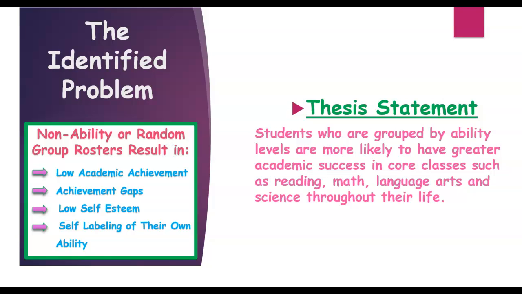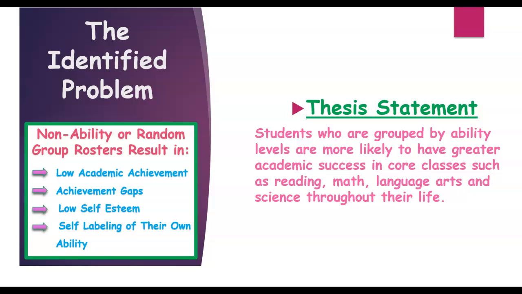The identified problem. The problem found students have poor academic performance related to randomized rosters or non-ability grouped rosters. When students are a part of non-ability grouping, they are at risk of having low academic achievement, achievement gaps, low self-esteem. They are also at risk of self-labeling of their own abilities.